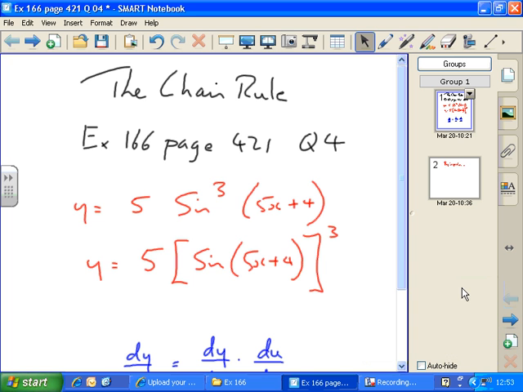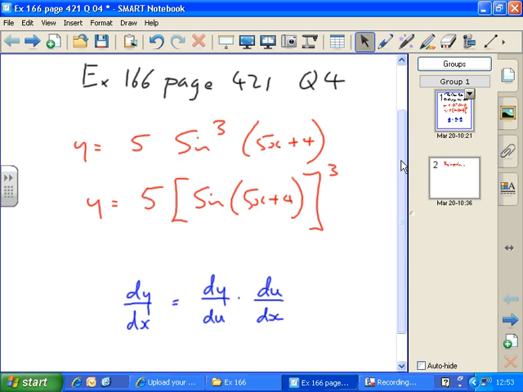So for this particular one, recognizing another way to think of or to write 5 sine cubed 5x plus 4 is the way forward. The cube here means that sine of 5x plus 4 is all cubed. So another way to write it is 5 bracket sine of 5x plus 4 all cubed. So now I can see that the first thing I'll do is work out what 5x plus 4 is, find the sine of that, and then cube the whole lot.